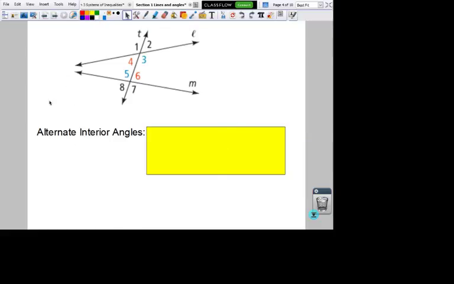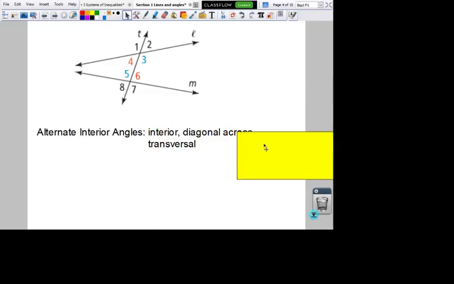All right. So these next few slides are the main part of our lesson. We're going to start by looking at alternate interior angles. These are angles that are interior, which means they're on the inside, and they're diagonal across the transversal. Our transversal is T, right? It goes across two lines. And interior means they're going to be on the inside. So my only possible alternate interior angles are these four right here. But when it talks about alternate interior, they come in pairs.